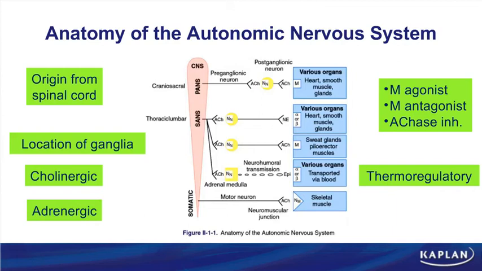That would be at the sweat glands. Muscarinic blockers will block sweating. Now think about what you know about that type of drug. If I block sweating, my temperature is going to go up. If my temperature goes up, what do you think your blood vessels are going to do in an attempt to try to lower the temperature of the body? That's right, your blood vessels are going to dilate.